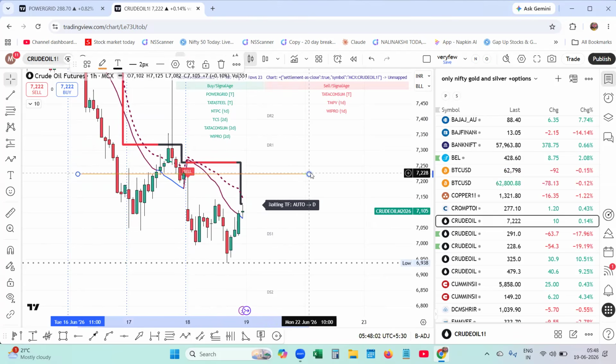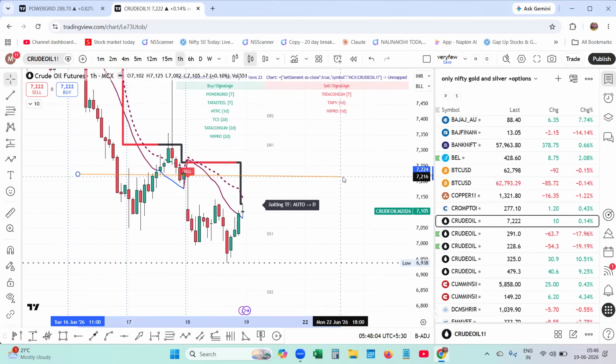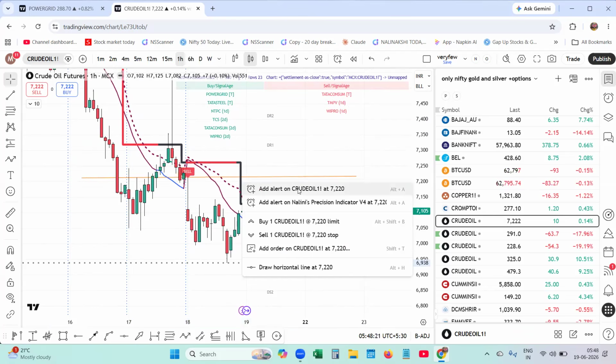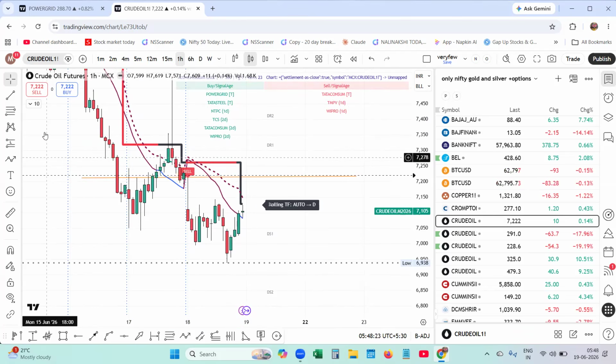I put a sell alert because I am anticipating a pullback, sell rally. It may pull back and it may go for selling. Only if it crosses this sell, you can, and also simultaneously, you can add an alert at 7,220. 2 alerts you can keep.